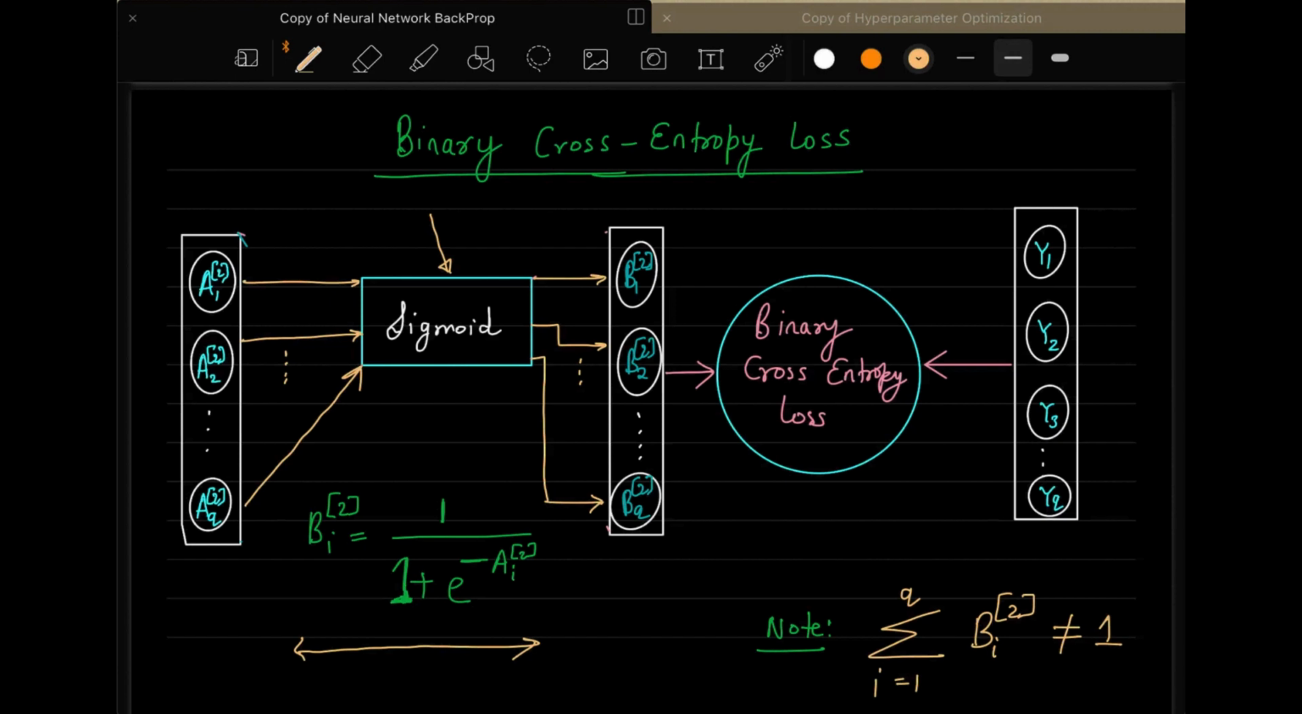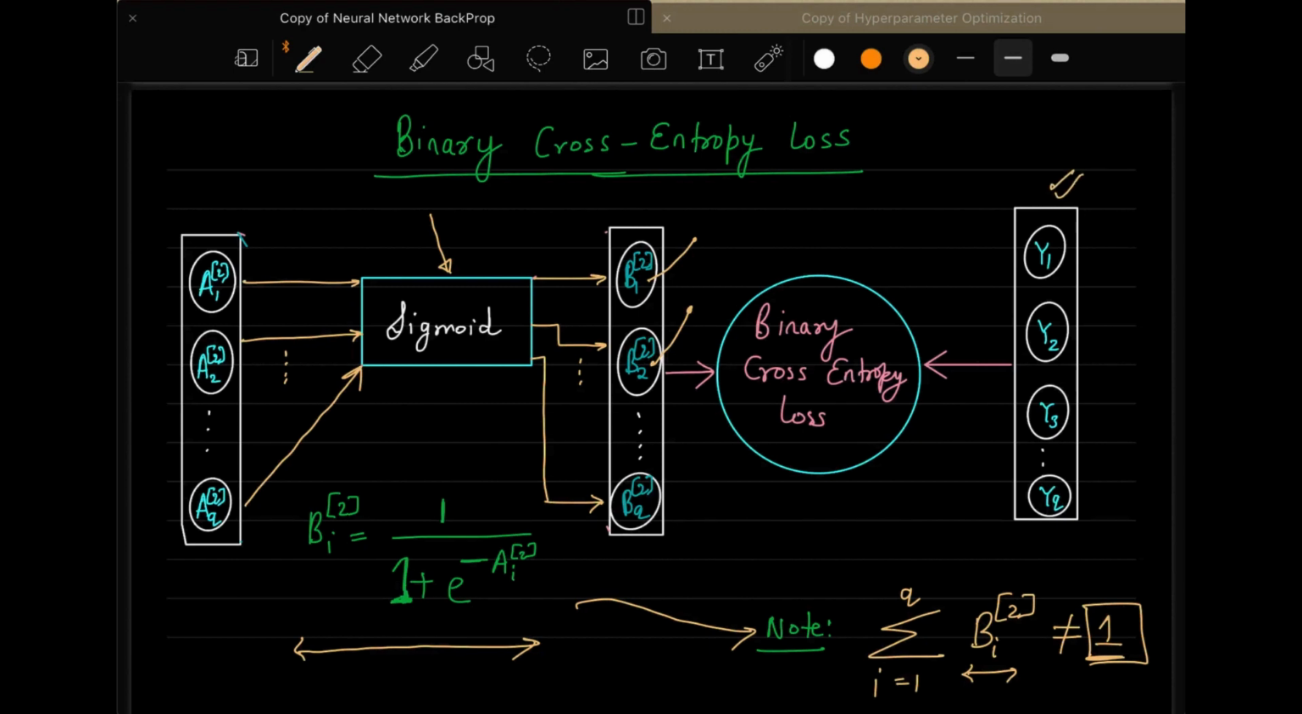You also have to note an important point over here: if you sum all the components of this vector, it will not sum up to 1. That shows that if this particular node is outputting some value, and this node is outputting some value, they will not be probabilities, because if you sum all these nodes together, the value is not coming as 1. So please note, if you are transforming through sigmoid, the intermediate values that you obtain will not represent probabilities. They will be the individual scores for that particular class.